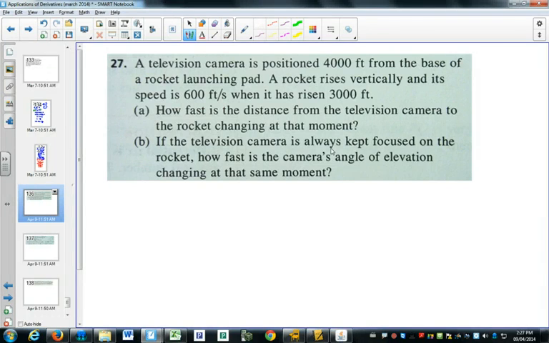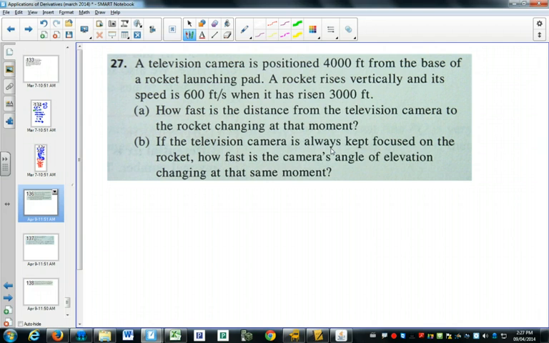So we've got our television camera positioned 4,000 feet from the base of a rocket launching pad. The rocket rises vertically, and its speed is 600 feet per second when it has risen 3,000 feet. How fast is the distance from the television camera to the rocket changing at that moment?